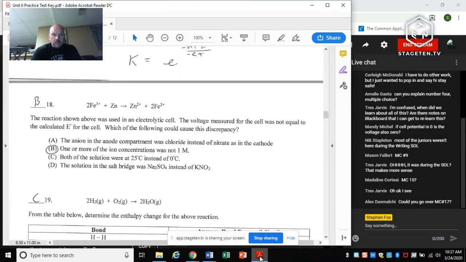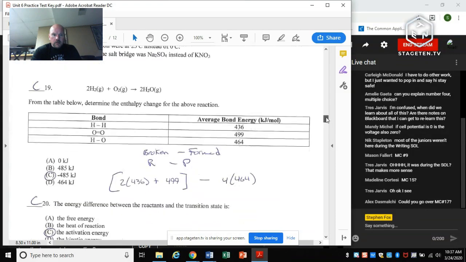Number 19 here. Okay. All right, bonds broken minus bonds formed. Okay, bonds broken minus bonds formed. Reactant bonds minus product bonds.